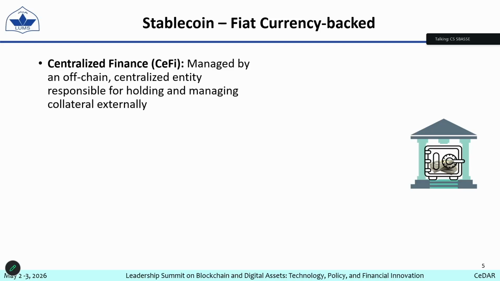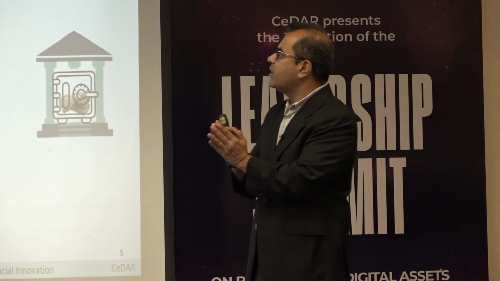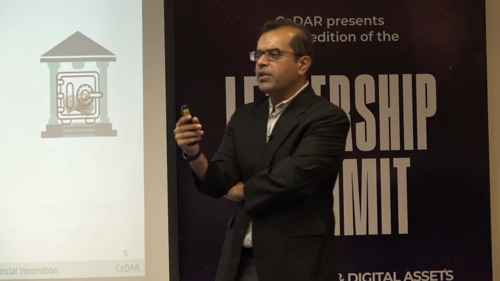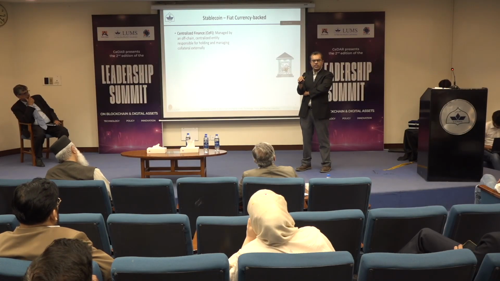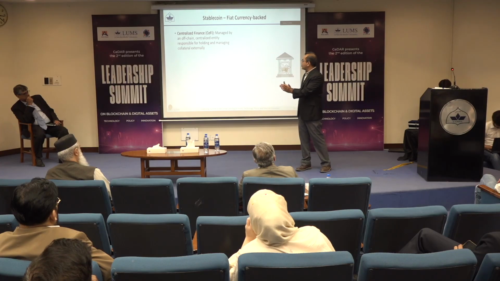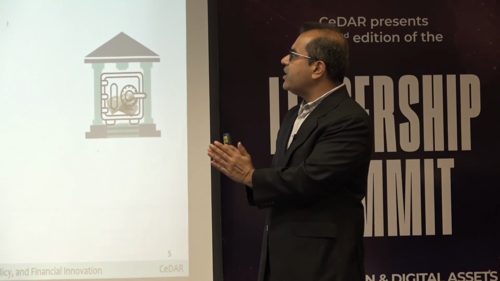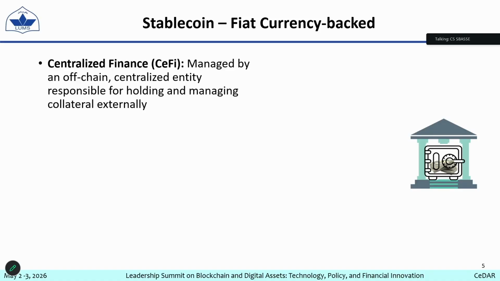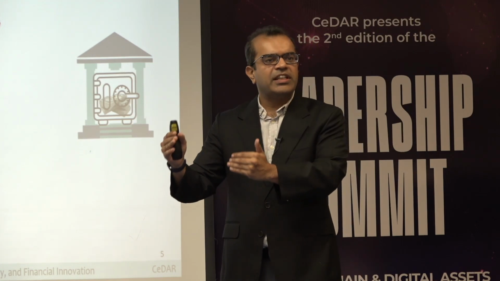Now, if we talk about the fiat currency backed stable coin, one of the properties is, first of all, that it's a CFI. It's centrally managed by an entity. What that means is that, for example, if Circle is issuing a US dollar stable coin, Circle is a company; it is registered, it has employees, it has an office, it operates in a jurisdiction, and this centralized entity is responsible for holding and managing the collateral. The collateral in this case is going to be the US dollar assets that they hold against the stable coins that they have issued.